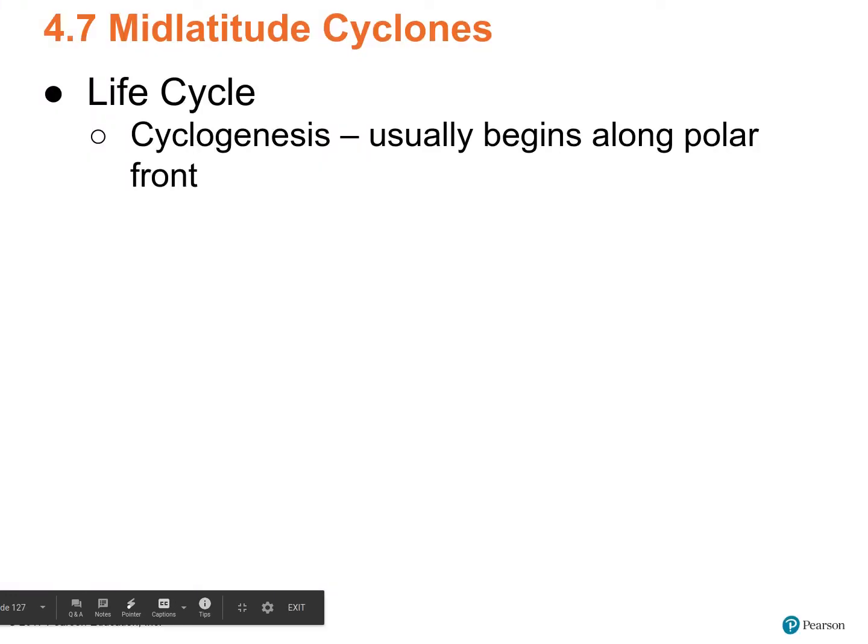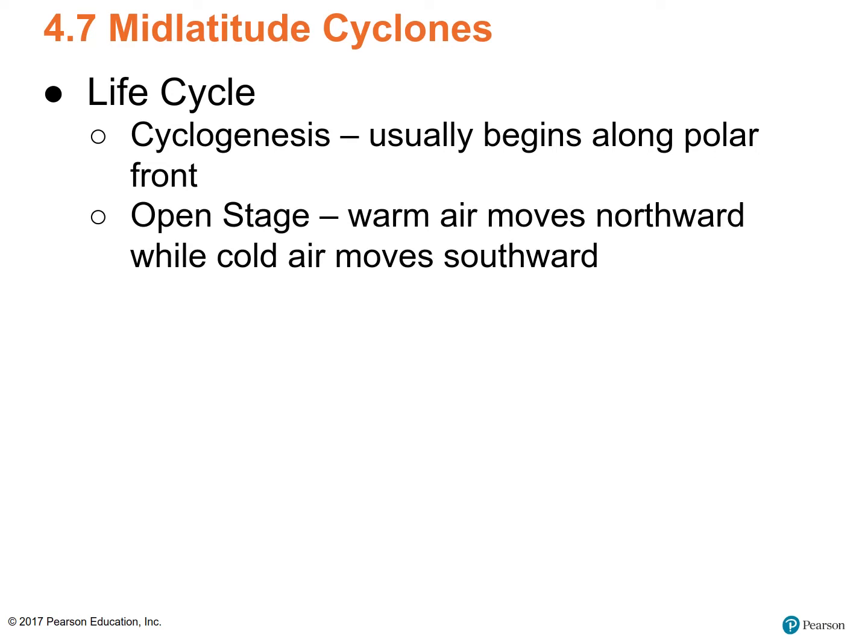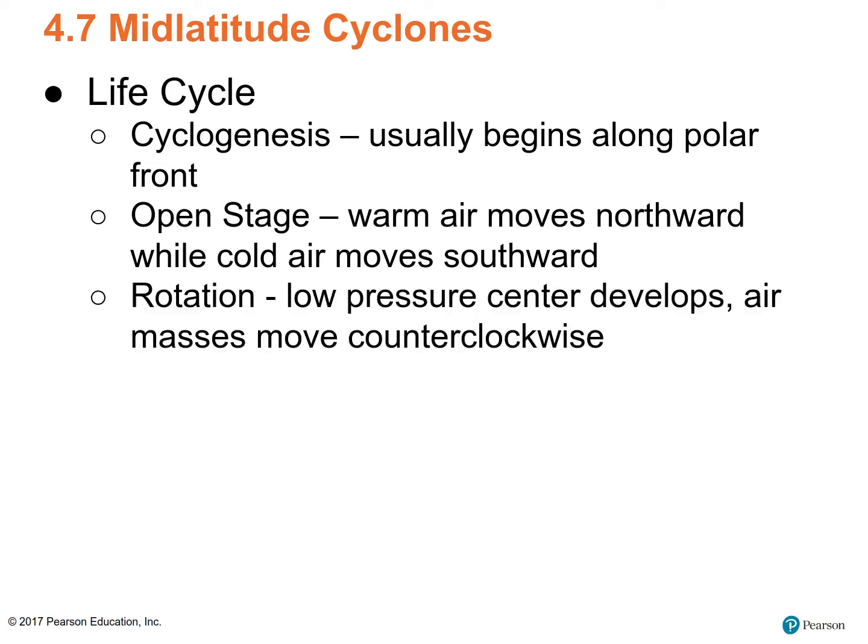So there's stages to a mid-latitude cyclone. There's cyclogenesis, which means the beginning of the storm. This happens along the polar front as the westerlies move the warm, moist air from the tropics towards the poles, and the polar easterlies sort of push the cold air out of the poles towards the tropics. There's the open stage, when warm air is moving northward, cold air moving southward. Rotation, you get an area of low pressure, and the whole system starts to move counterclockwise.